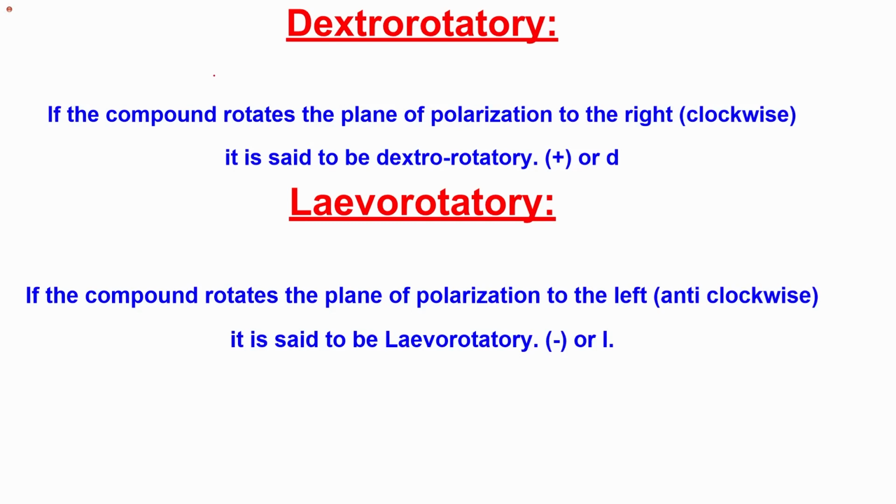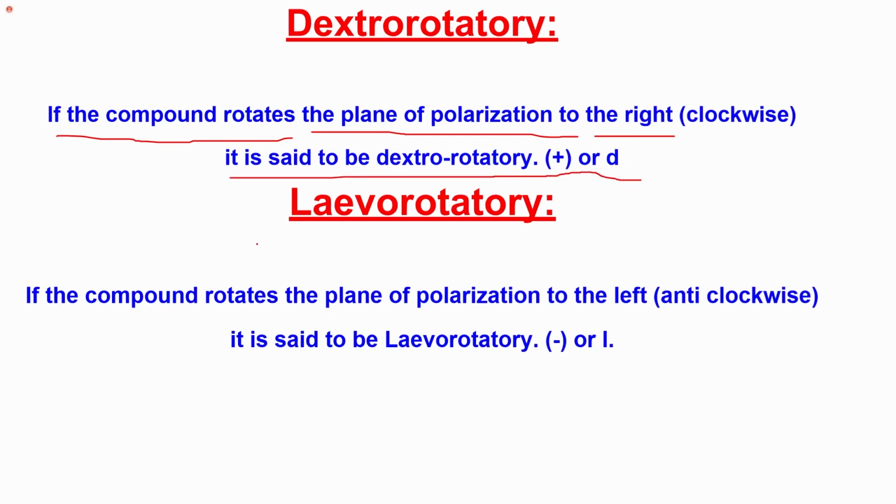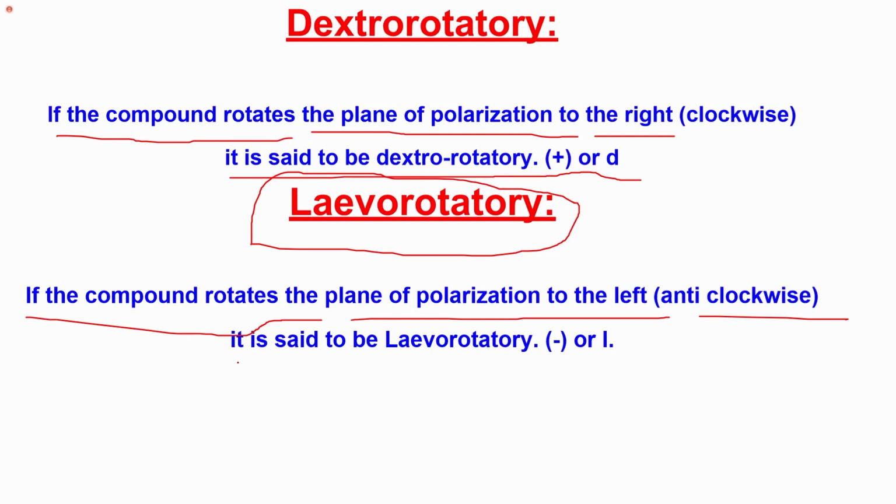The rotation will be possible in a clockwise direction or else an anti-clockwise direction. Upon passing the light through a compound, if the compound rotates the plane of polarization to the right, clockwise, it is said to be dextrorotatory, plus or D. If the compound rotates the plane of polarization to the left, anti-clockwise, then it is said to be levorotatory, negative or L.